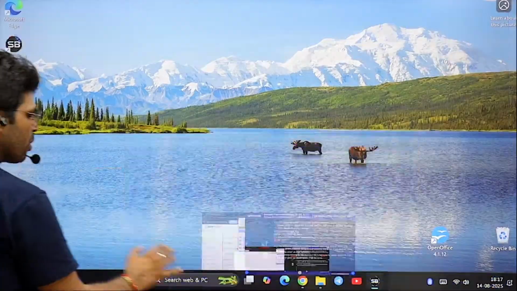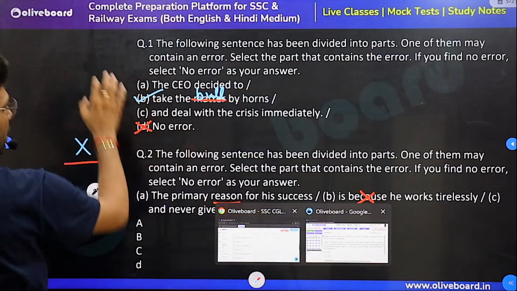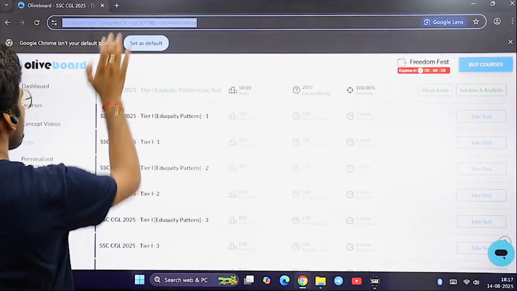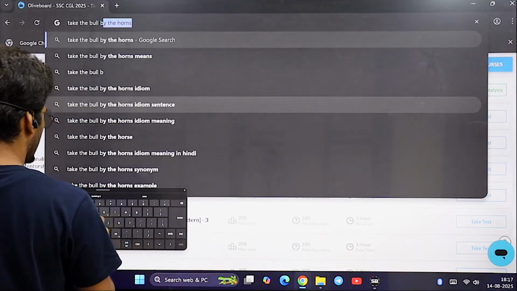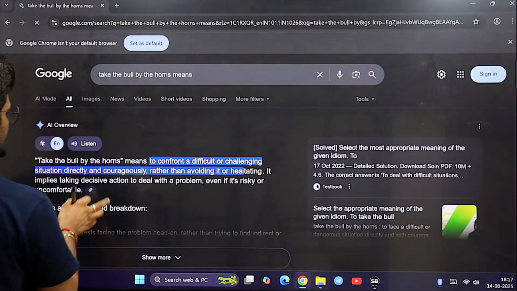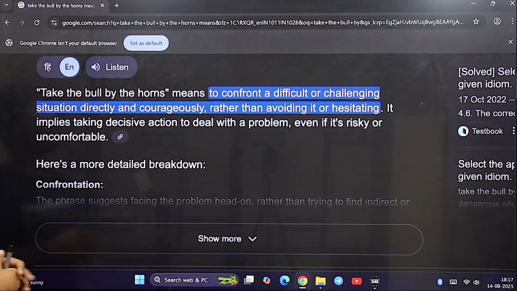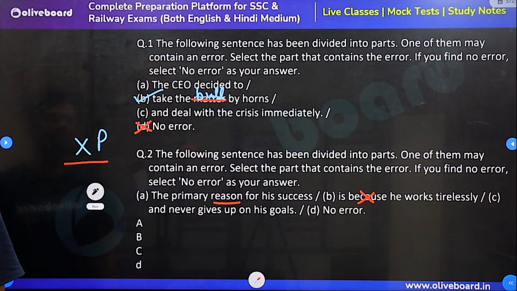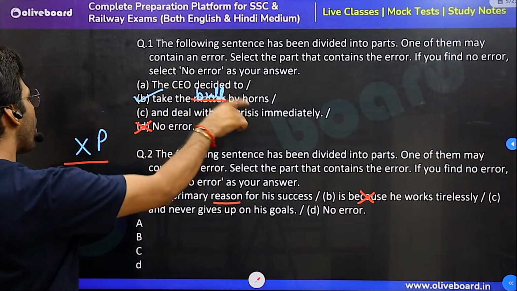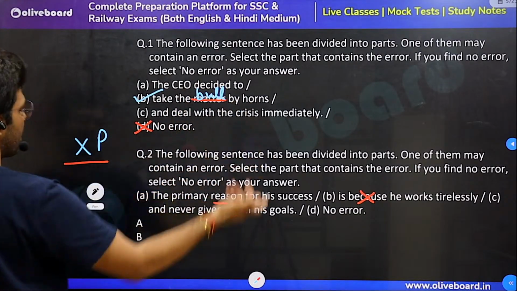I'm sure you know this. Still, let me show you. Take the bull by the horns: you confront a difficult or challenging situation directly and courageously rather than avoiding or hesitating. So take the bull by the horns is the idiom. The bull has horns, a matter doesn't have horns.